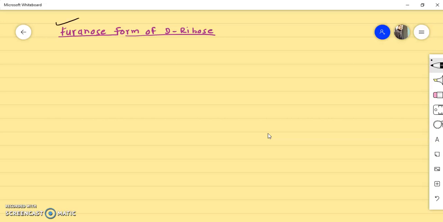Now you know that a furanose form is a 5-membered oxide ring. A 5-membered oxide ring structure is known as the furanose form. So we have to draw the furanose form of D-ribose.